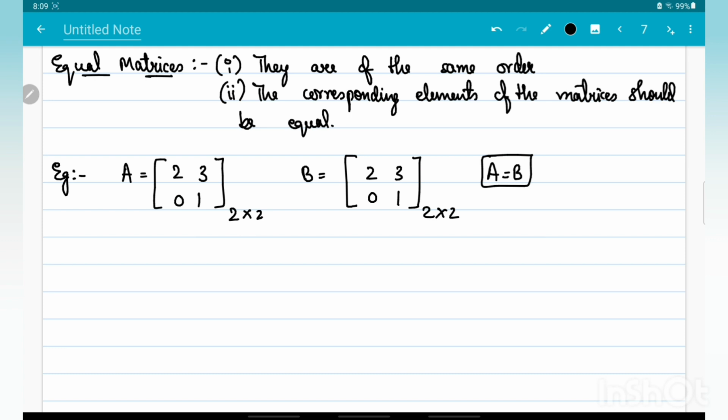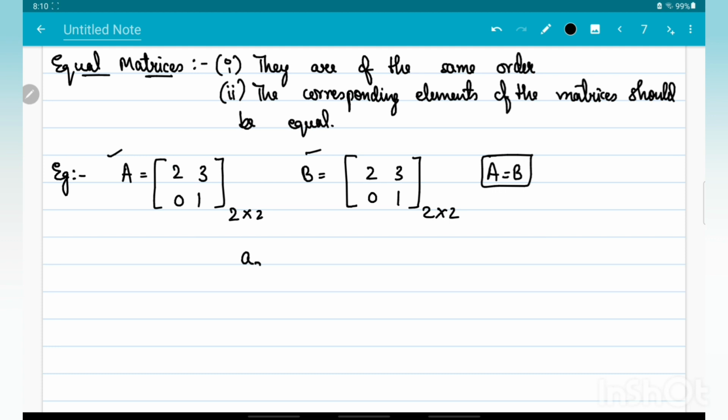Now what do you mean by equal matrices? Two matrices, you can say they are equal only if they have got the same order, that is, the order of the matrix should be the same. And the second thing is that the corresponding elements of the matrices should also be the same, they should be equal. So here I've got two different matrices, A and B. First of all, you have to check their order. Both the matrices have got the order 2 by 2. So the first step is verified. The second step is that the corresponding elements should also be equal. In this, all the corresponding elements are equal.